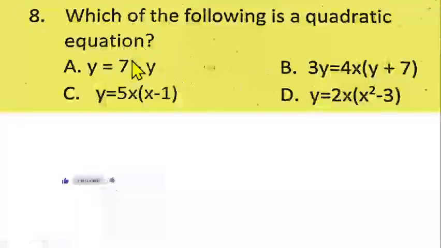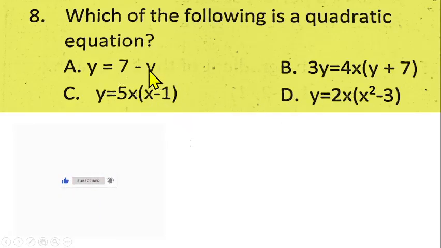So question number 8: which of the following is a quadratic equation? So you have to simplify any one of these options that give us a quadratic. Of course, this is a linear, so it cannot give us a quadratic. Also, if you expand this bracket, you are going to have a linear equation of two variables.